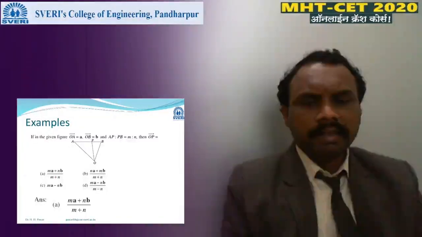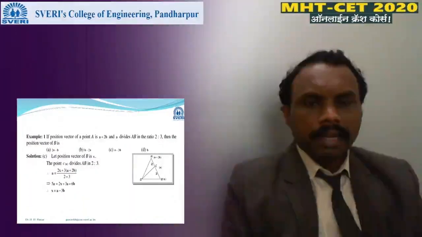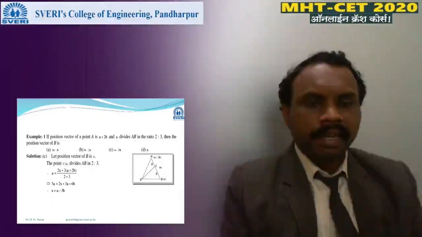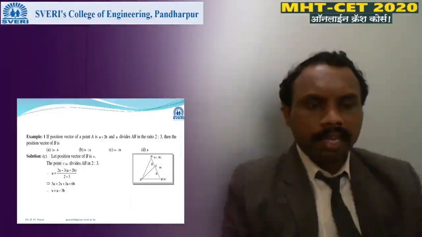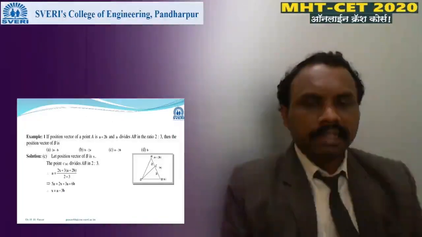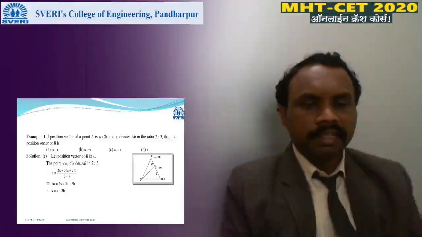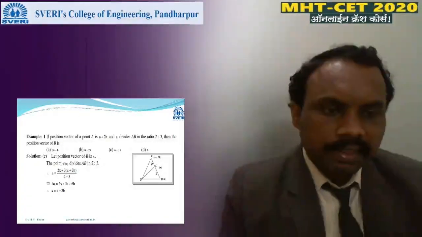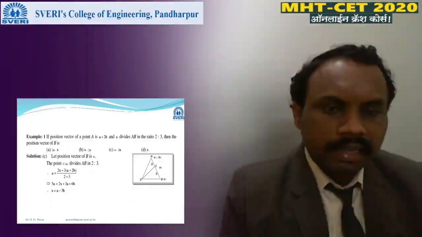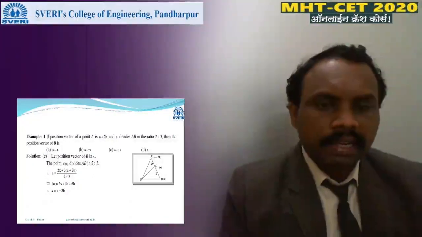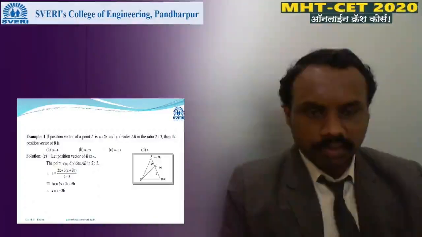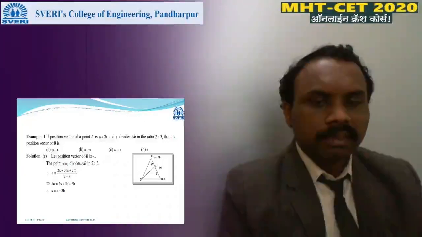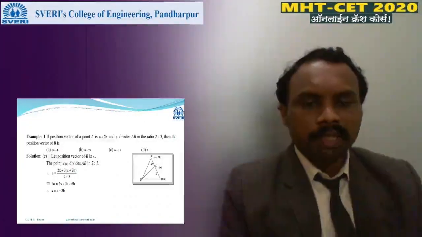Now we'll see another example. If the position vector of a point A is a plus 2b and A divides AB in the ratio 2:3, then the position vector of B is, as shown in figure: A divides AB internally in the ratio 2:3. Hence A bar is equal to 2x plus 3 into (a plus 2b) divided by 2 plus 3.